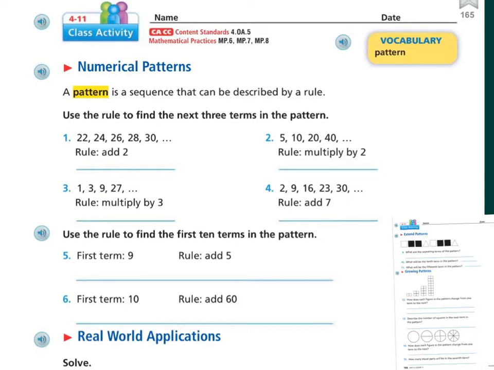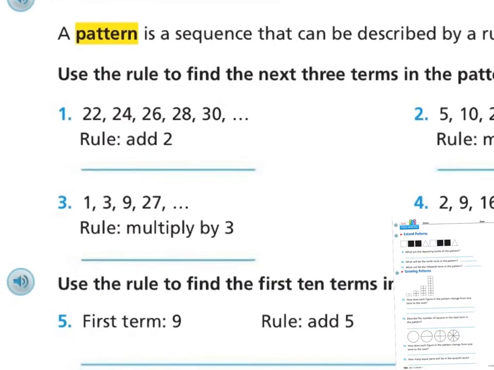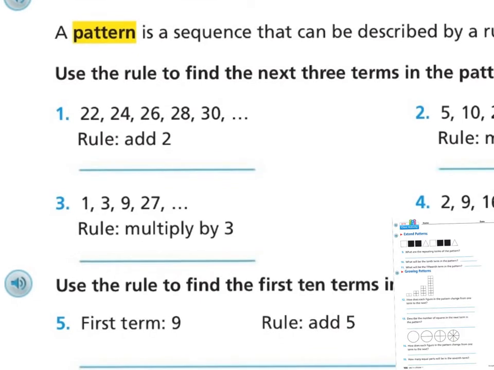So we're going to do some where the rule is given to us and we have to do some math with it to continue the sequence of numbers. Like for number 1, we're looking at adding by 2. So you have 22, 24, 26, 28, 30. So what would be the next 3 terms? We're going to add 2. So 30 plus 2 would be 34. 34 plus 2 would be 36. 36 plus 2 would be 38.